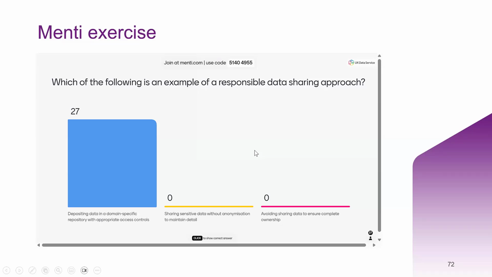So the question was, which of the following is an example of a responsible data sharing approach: depositing data in a domain-specific repository with appropriate access control? That is winning, and that is the correct option here. That is fantastic.